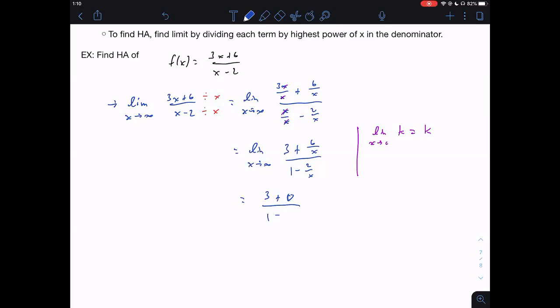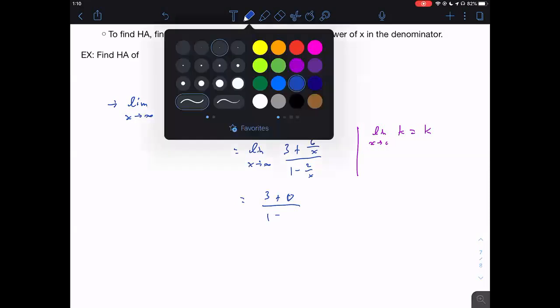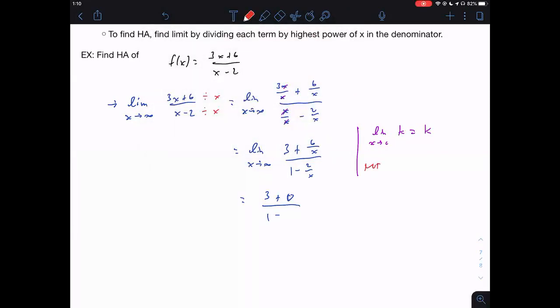So the limit of 6 over x as x goes to infinity is going to become 0. Let me make this note here somewhere. I'll put it on the side here, just so we can fit it. That's a note.